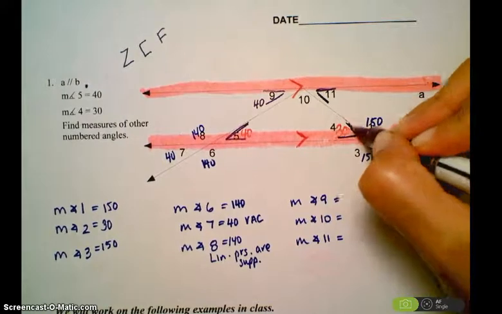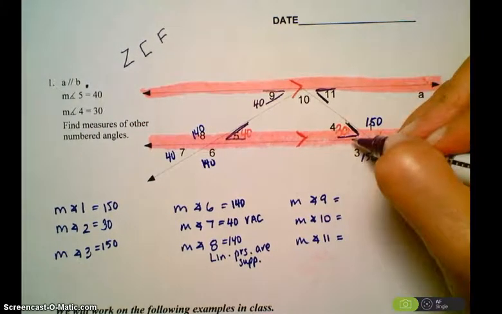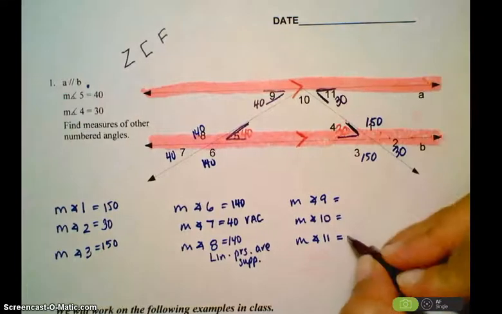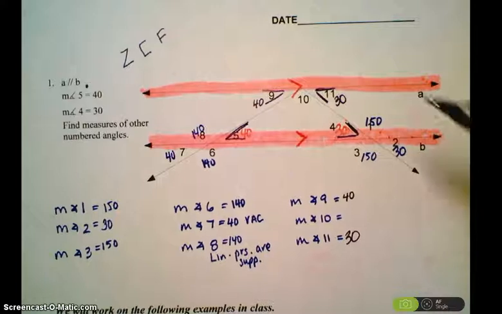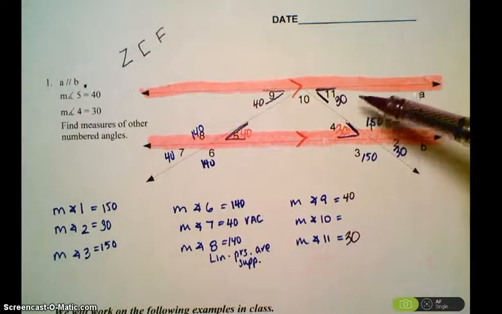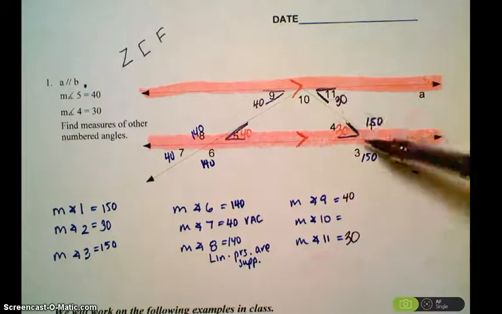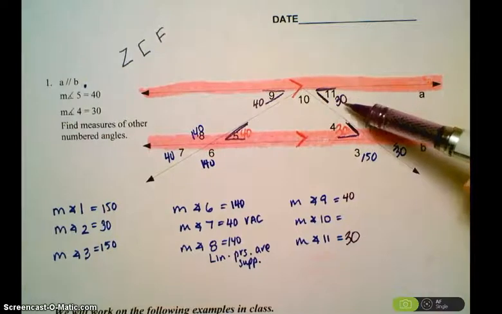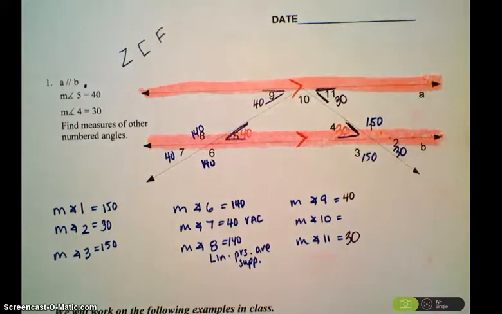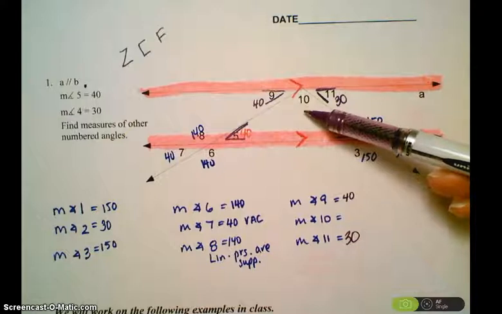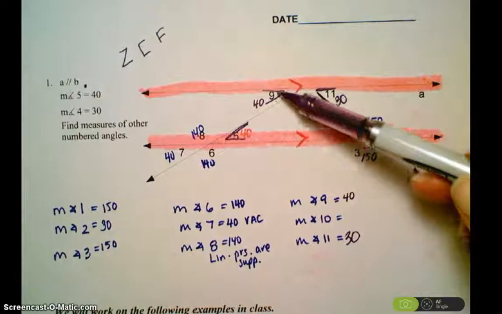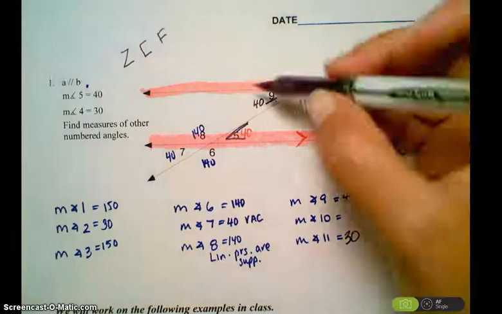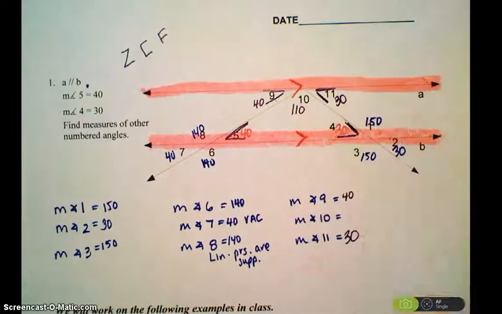And if we look right here, we've got a backward Z happening with those two angles, and therefore angle 11 will be 30 because of the alternate interior angle theorem, which says again, two parallel lines cut by a transversal, alternate interior angles are congruent. At this point, the last angle we need to fill in is angle 10, and we're going to go to old information for that. I know that the sum of these three angles must be 180, and therefore angle 10 must be 110 by subtracting from 180.